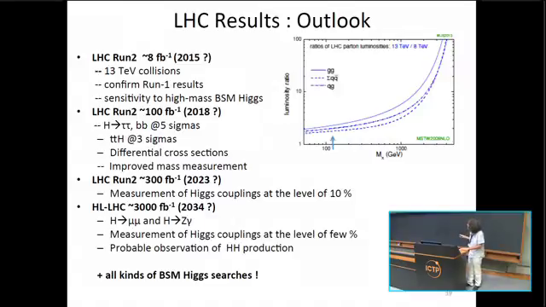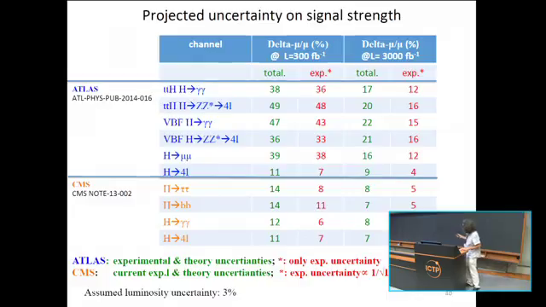And of course, with the high luminosity LHC, we will also be able to look at very rare decays like Higgs to mu mu, Higgs to Z photon, measure the Higgs couplings at the few percent level, and probably have an observation of the double Higgs production. And of course, all kinds of searches beyond the standard model.